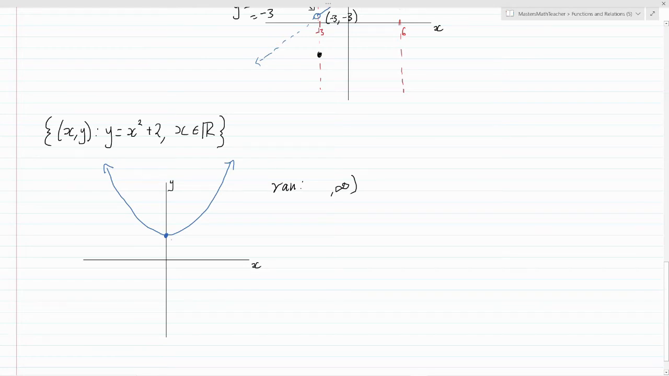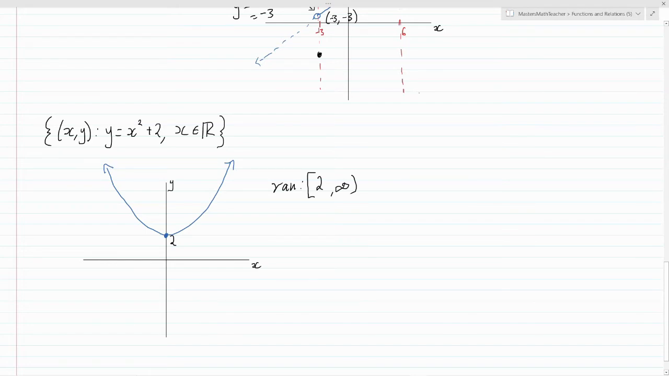It's actually just 2. That is the lowest possible y value that this blue graph hits. And it's actually a square bracket because we hit this point y equals 2. So my range for this parabola is [2, infinity), because that's my y values. It goes from 2 all the way to infinity.